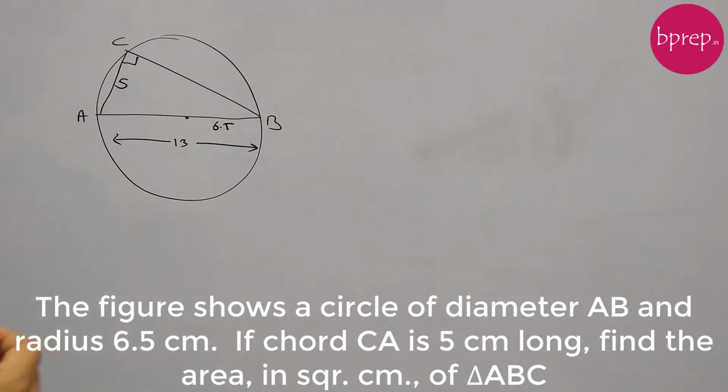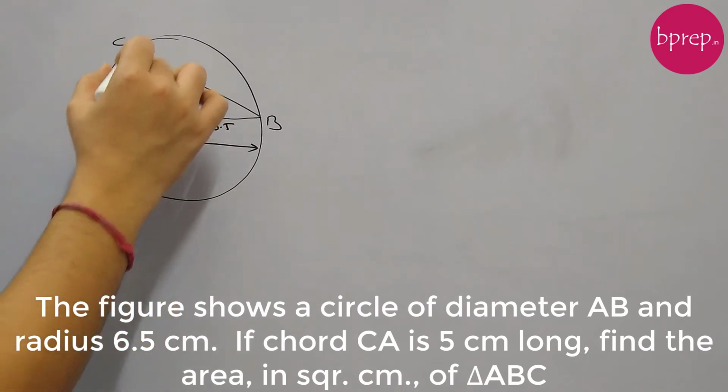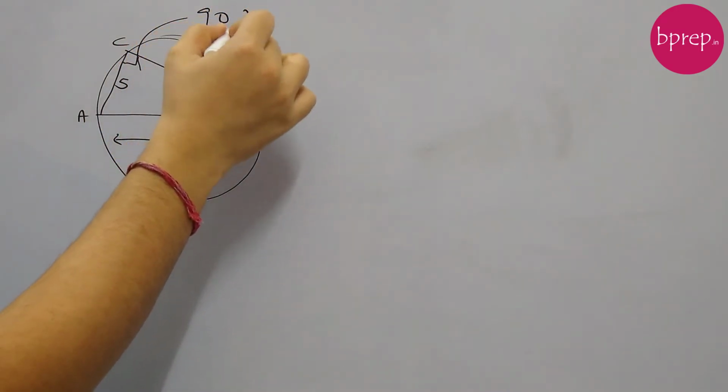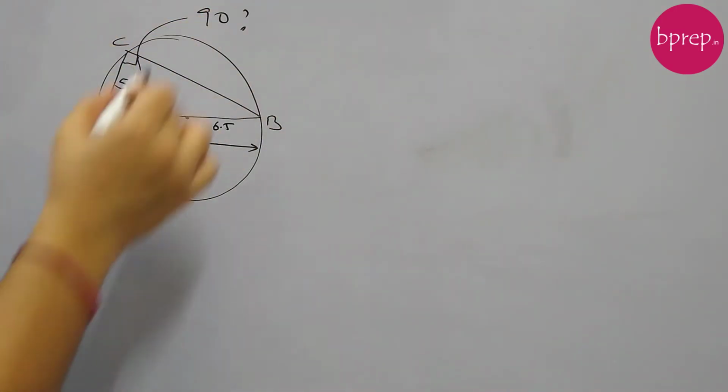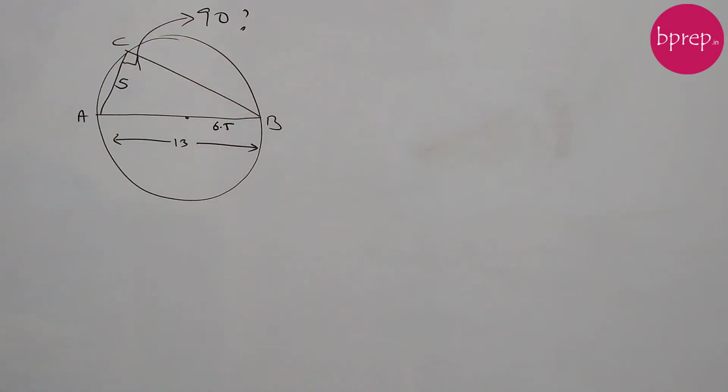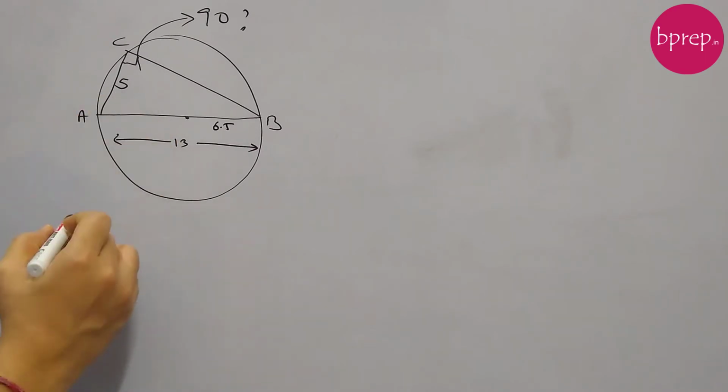Okay, so we'll get the area, but after that we'll see two things. First is why we are saying this angle C is 90 degree, and we'll also see how this question can be twisted in some different way and asked again. Okay, so first let's calculate the area.